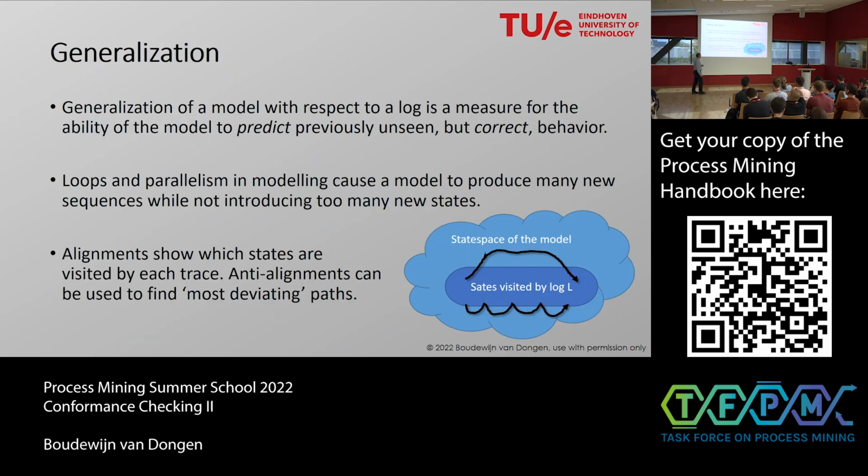All right, then generalization. We already felt maximal fitness and precision is not enough. But what does it mean that it's not enough? You could argue that the model with all the sequences in there has too many transitions.